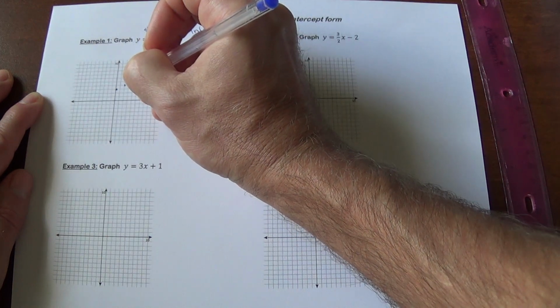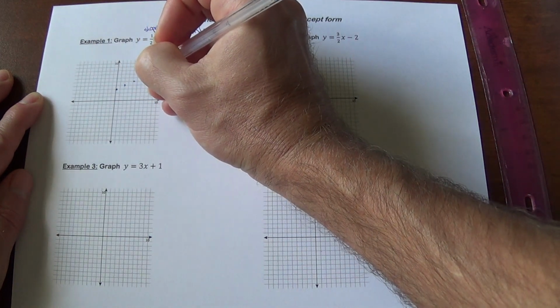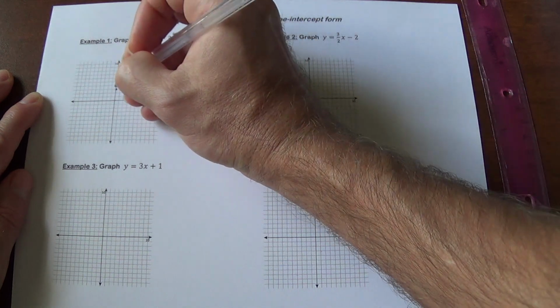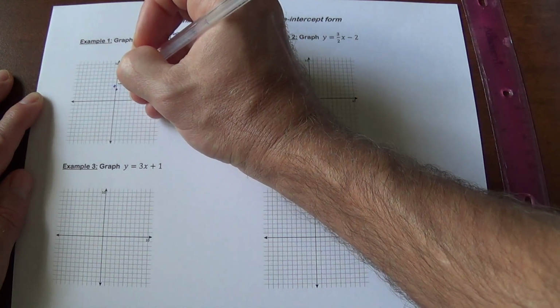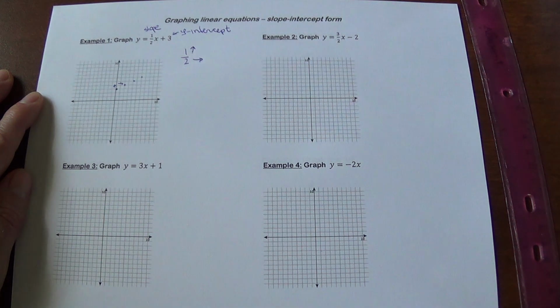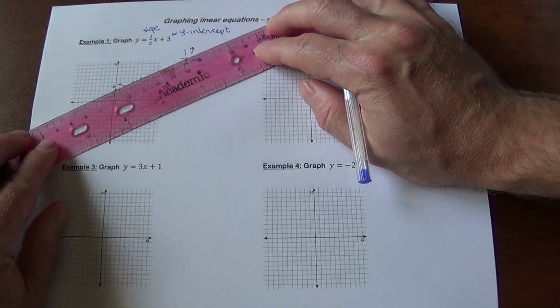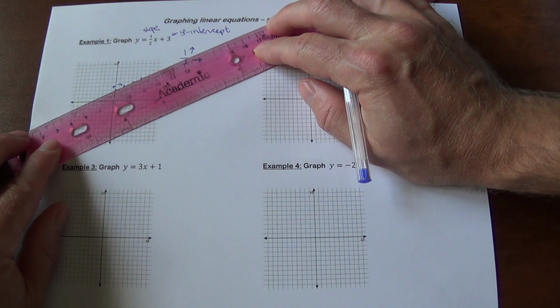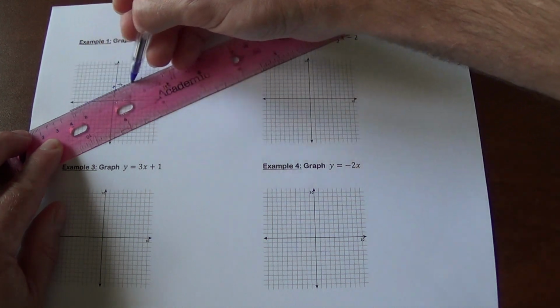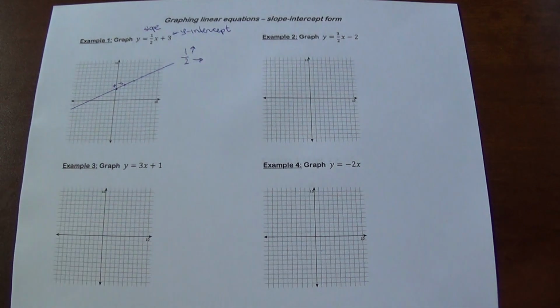You can actually repeat that process multiple times. So I'm going 1 up, 2 to the right. All I need to do after that is use my ruler, line it up very carefully, draw the line, and there you go.